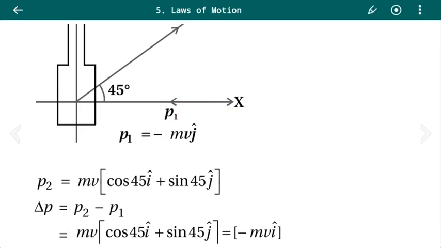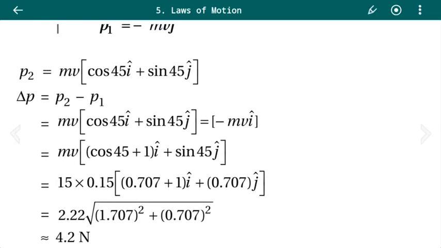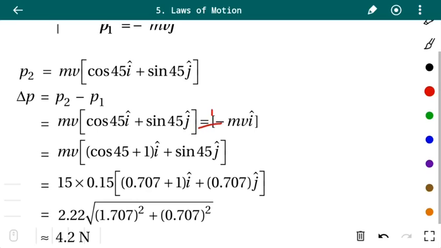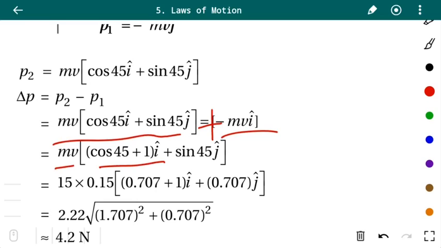So now the change in momentum is P2 minus P1. P2 is mv into cos 45 i plus sin 45 j, and P1 is minus mv i. So here minus minus becomes plus. Now taking mv common from both these terms, we get mv into cos 45 i plus sin 45 j. Taking this i common, we get mv into cos 45 plus 1 i cap plus sin 45 j cap.